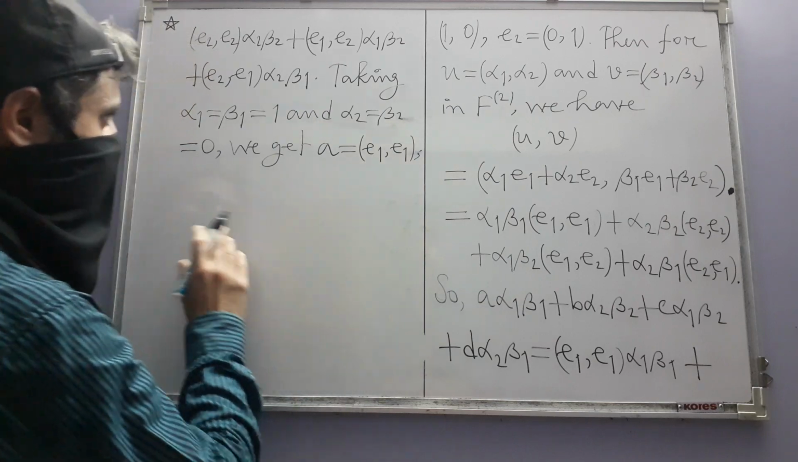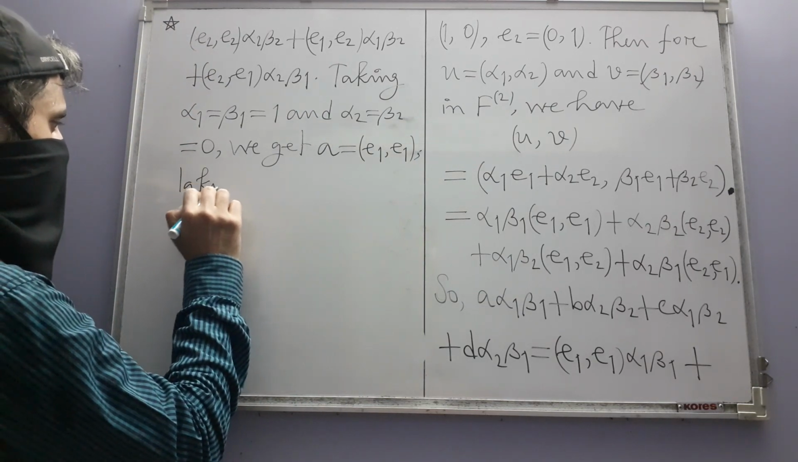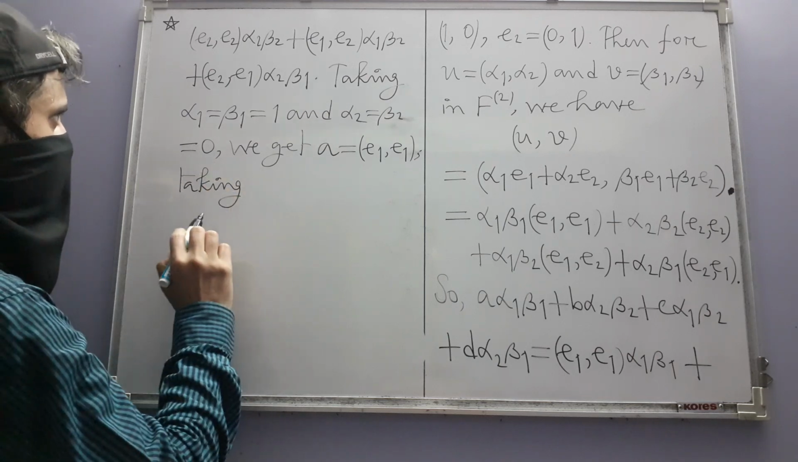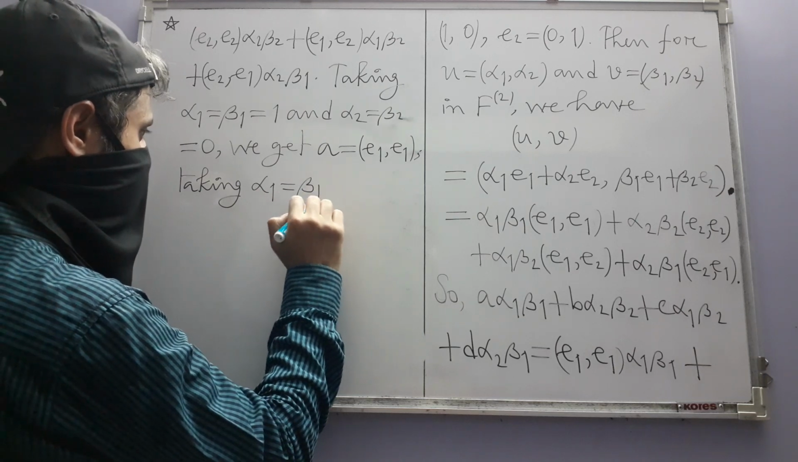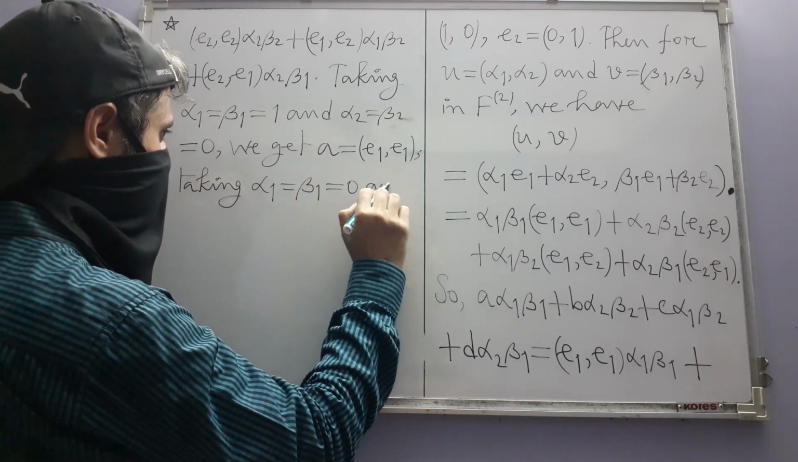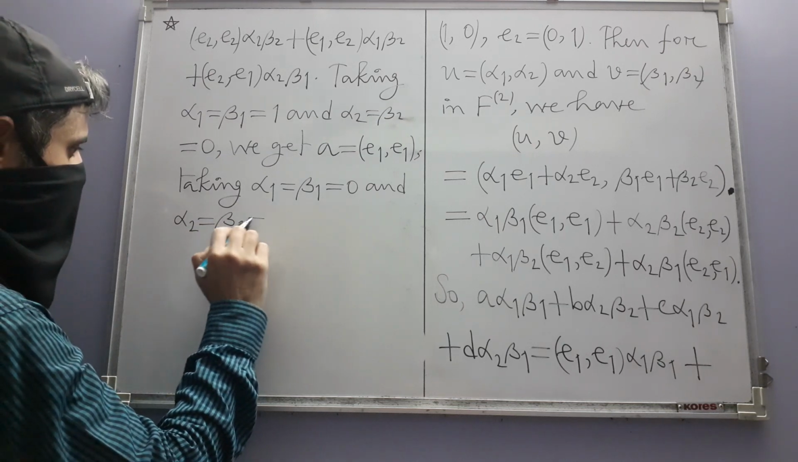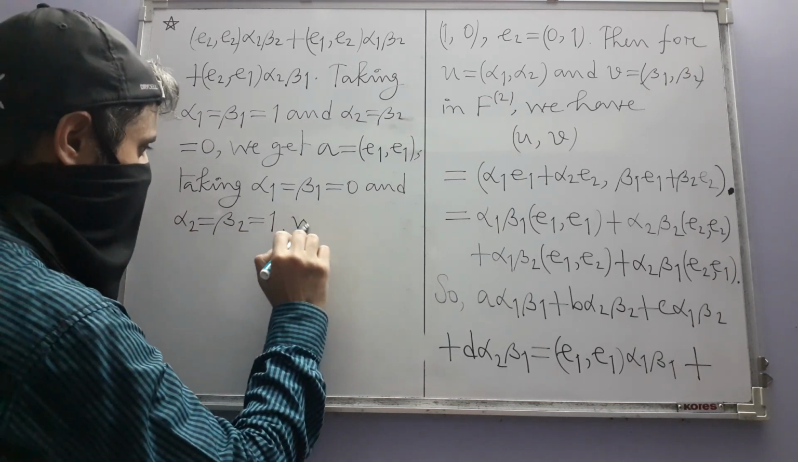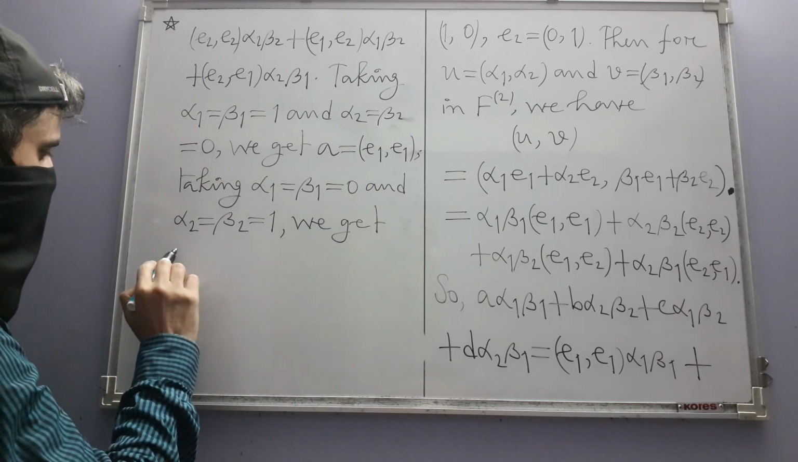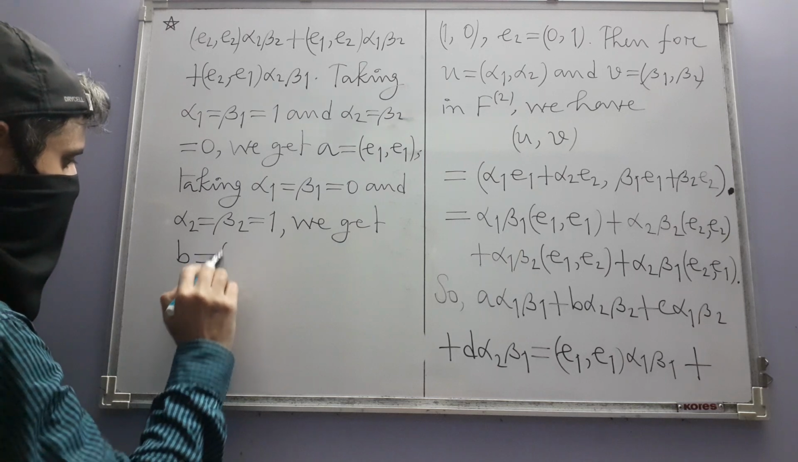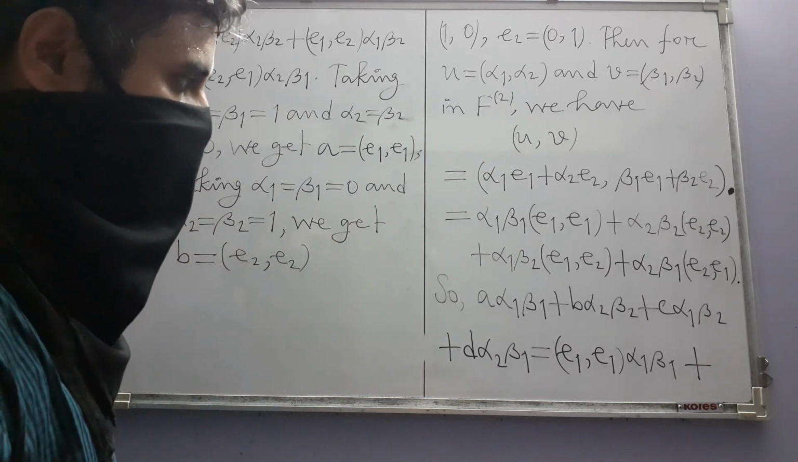But now, similarly, other choices can be made. For example, taking the exact opposite thing, alpha 1 equal to beta 1 equal to 0 and alpha 2 equal to beta 2 equal to 1, you will see that in that case we get B equal to E2 comma E2.